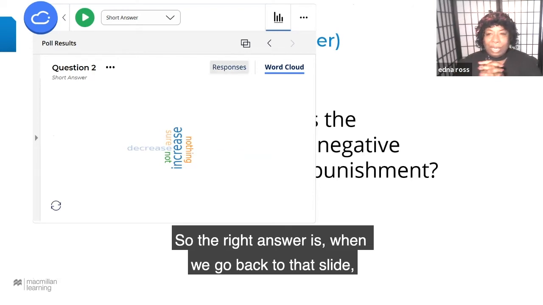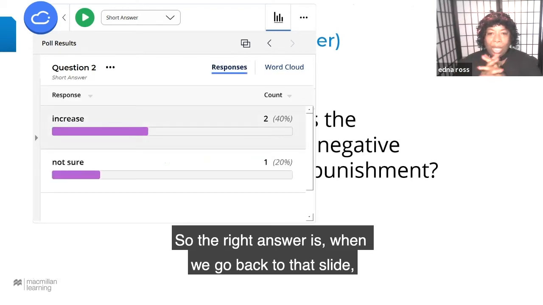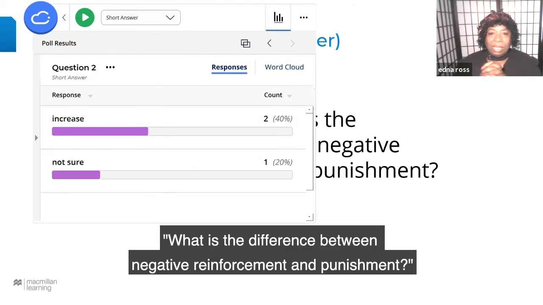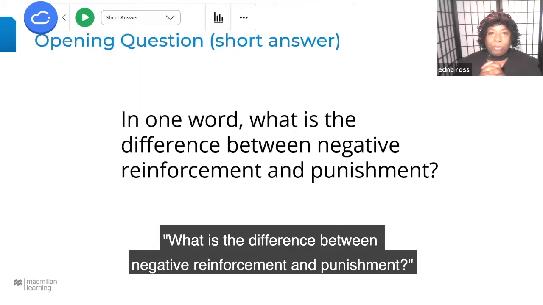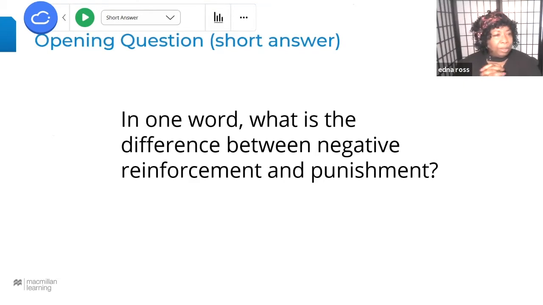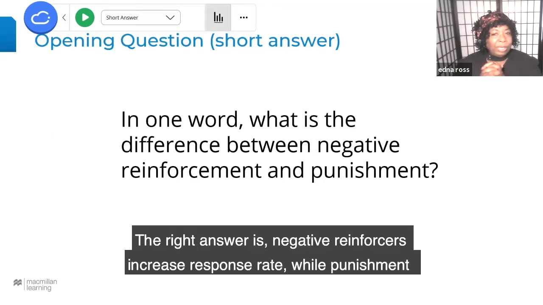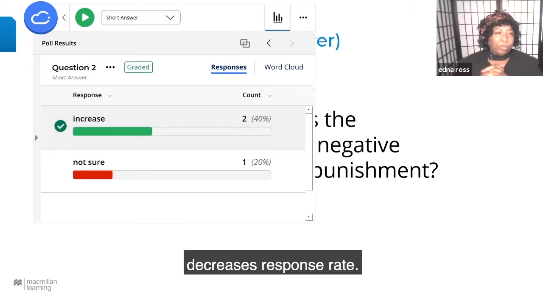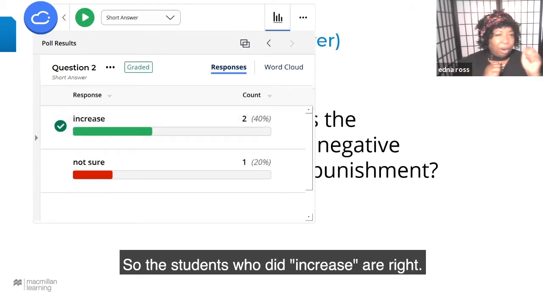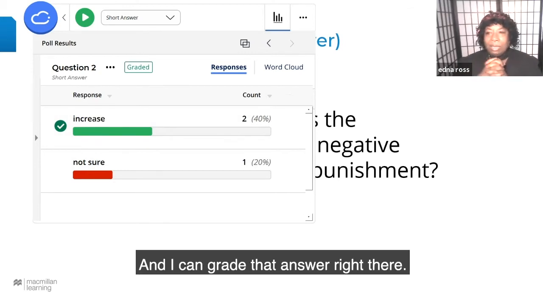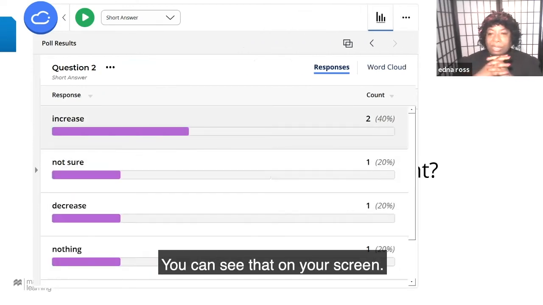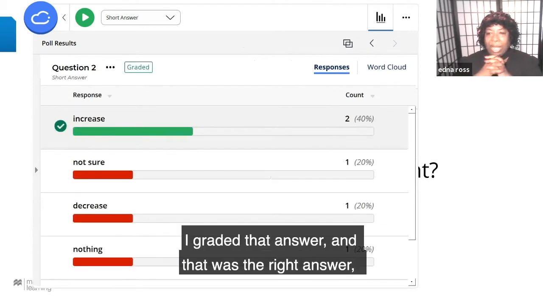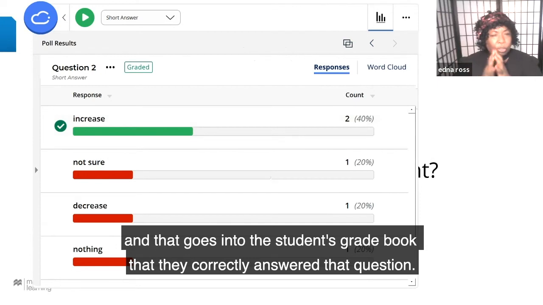So the right answer is, when we go back to that slide, what is the difference between negative reinforcement and punishment? The right answer is negative reinforcers increase response rate, while punishment decreases response rate. So the students who did increase are right, and I can grade that answer right there. You can see that on your screen. I graded that answer, and that was the right answer, and that goes into the student's grade book that they correctly answered that question.